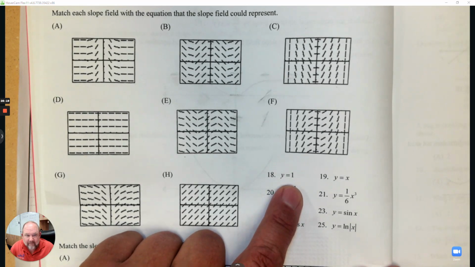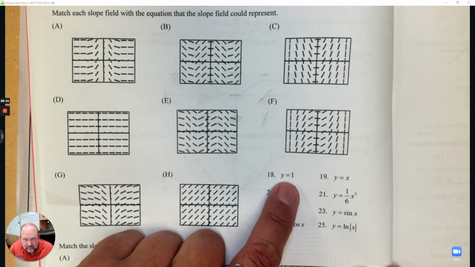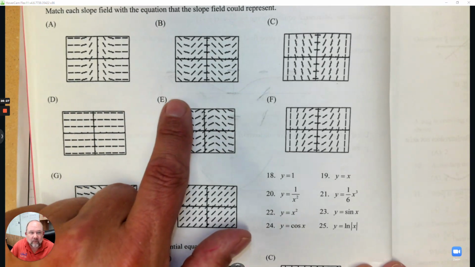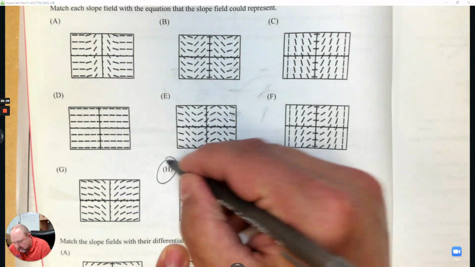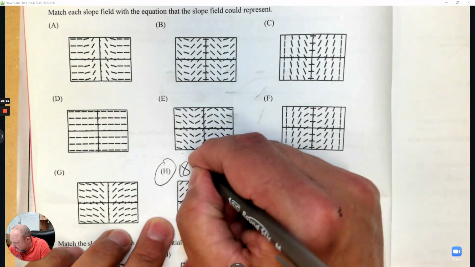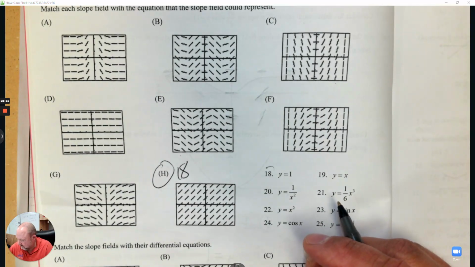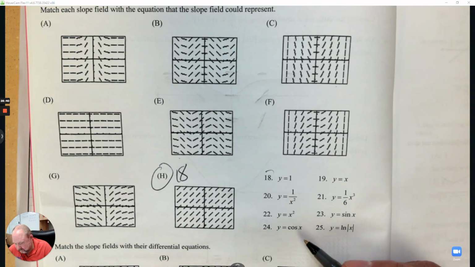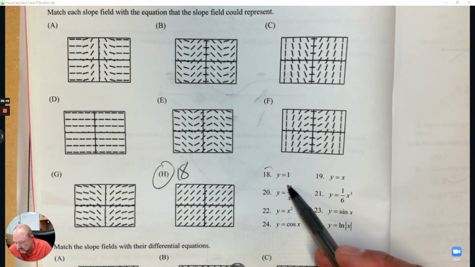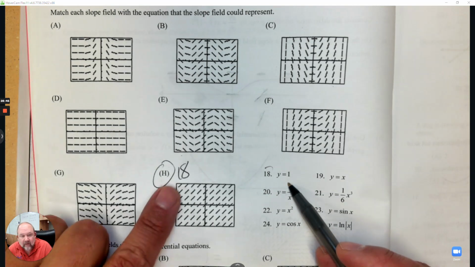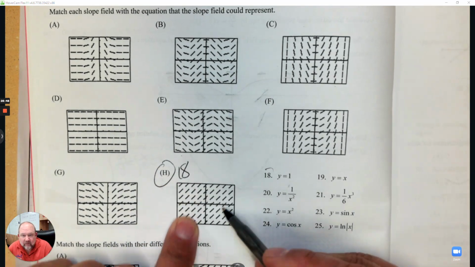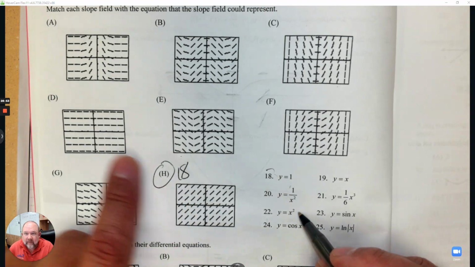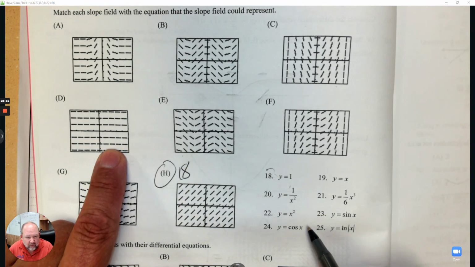So y equals 1 would mean the answer is always 1 for y. So those are sideways. So which one would do that? This one. So this one would match with, I'm going to call it 18. So 18 matches with this one. So no matter what number you put in, the slope is 1. Here, no matter what number you put in, the slope is 0.